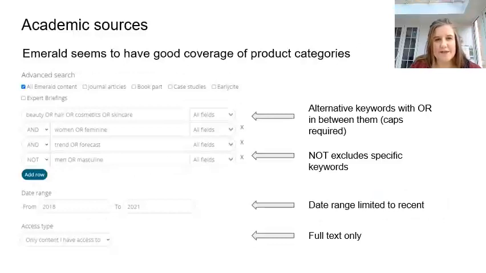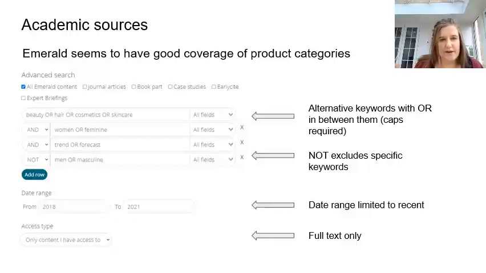In terms of academic sources, I think Emerald seems to have better coverage of this particular topic compared to Business Source Complete. The Emerald Advanced Search allows you to put in combinations of keywords and filter according to date, for example. So in this case, I've suggested a few alternative keywords and put the word "OR" between them. It needs to be in capitals, and that will then search for any source with word 1 or word 2 or word 3 or word 4.